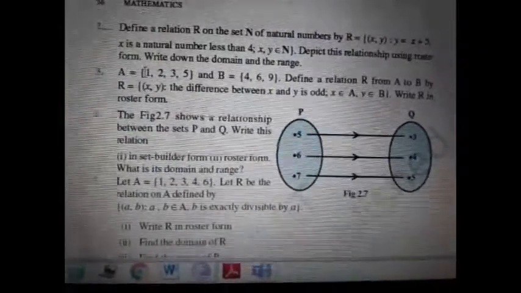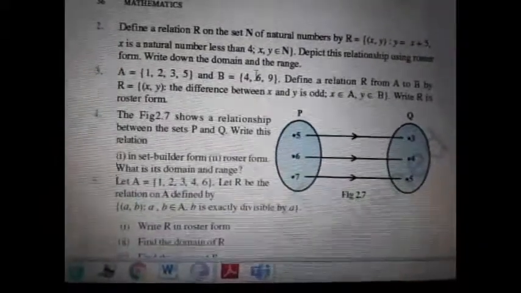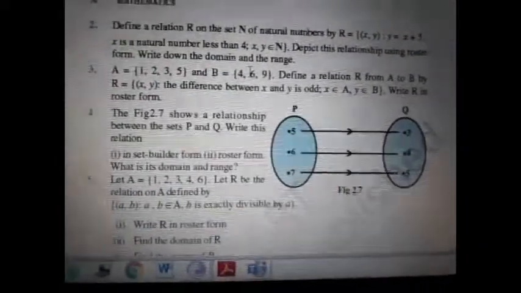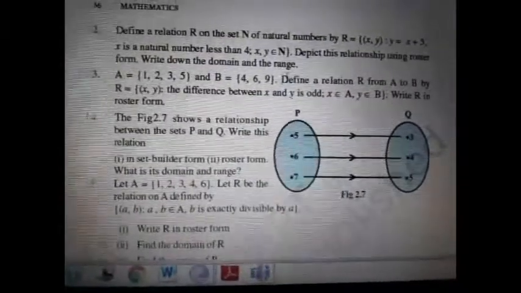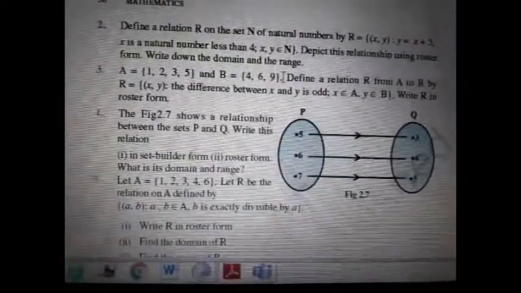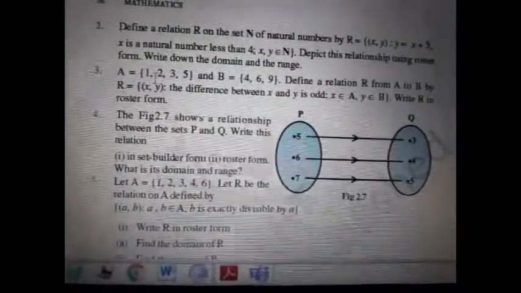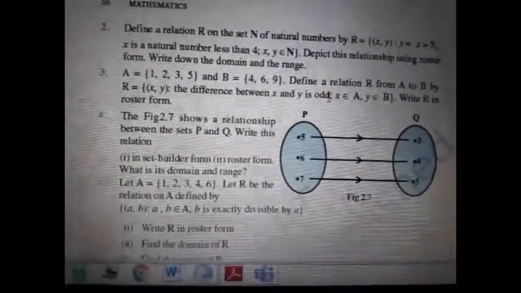If I check 1 and 6, the difference is again 5, which is an odd number, so 1 comma 6 will also come under this relation. If you take 1 and 9, the difference is 8, which is even, so it won't come under this relation. Now move on to the second element of set A. Likewise, you can check and list out the elements of the relation R.